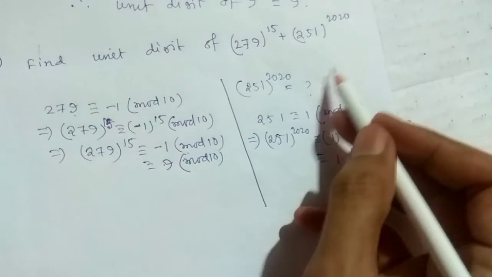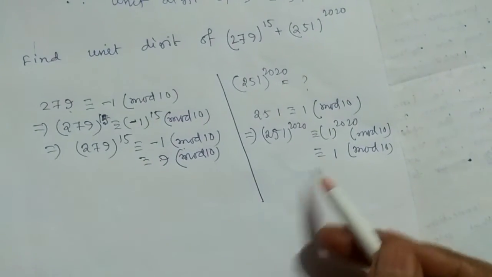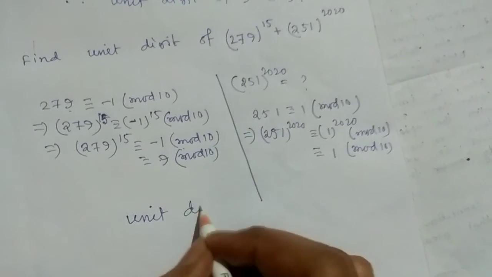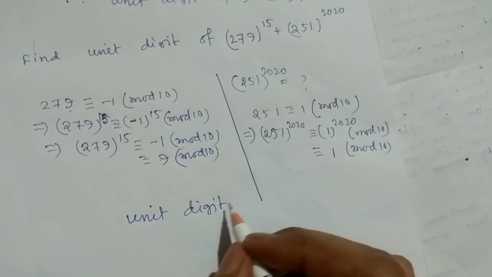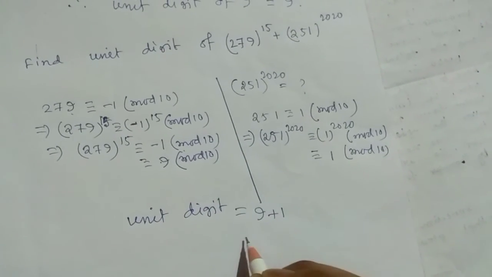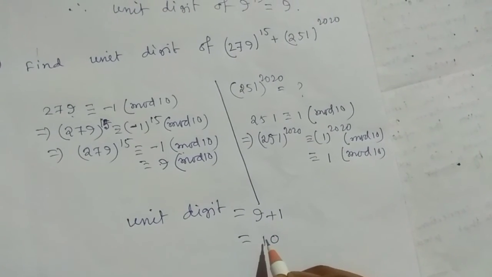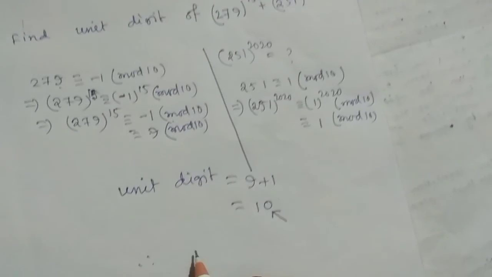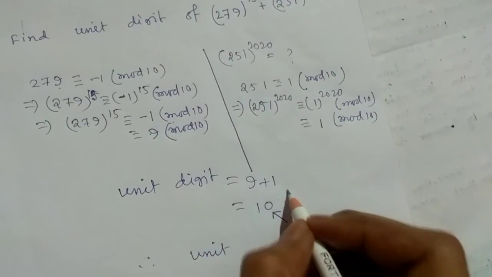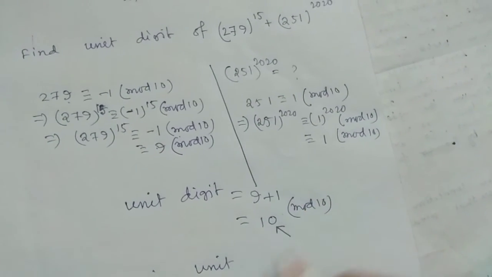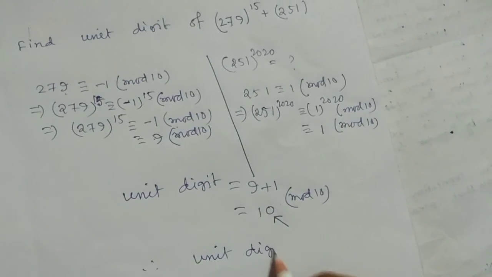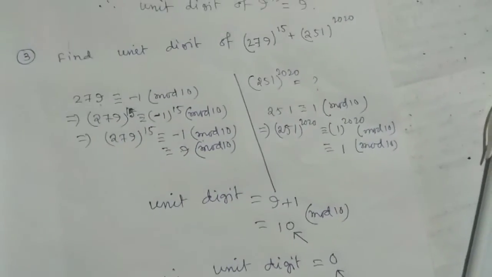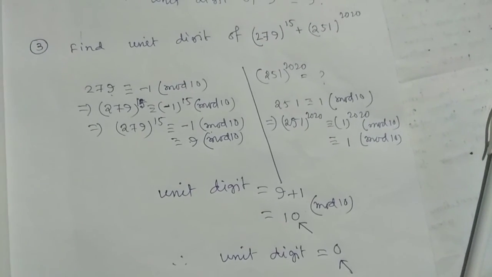So the unit digit is 9 plus 1, that is 10. So the unit digit will be 0. This is mod 10, and the unit digit will be 0. This is the answer, and this is the very short method to calculate the unit digit of a number.